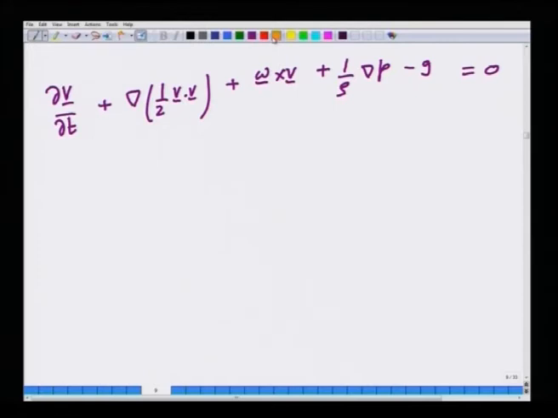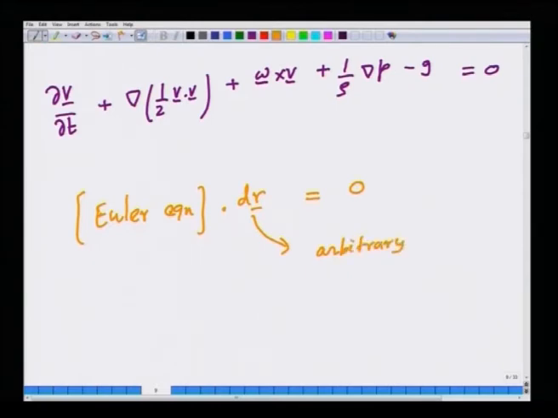Now, I am going to take the above Euler equation and dot it with a small displacement vector dr along the fluid. It is an arbitrary infinitesimal displacement vector between any two points in the fluid. Okay. It is a vector.